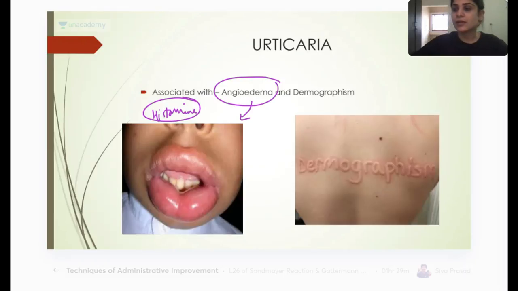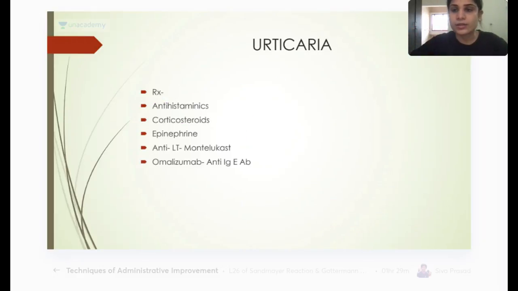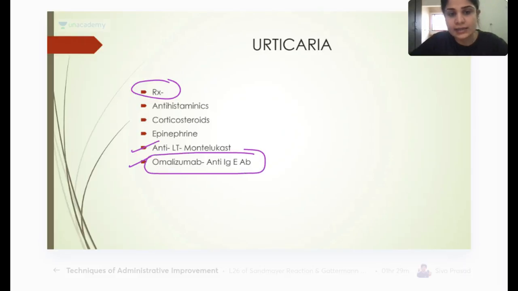And what is dermographism? If I take a key and I write on the back of the patient with that key, or a scratch on the back of the patient, you will see this very characteristic wheal formation. So this is called dermographism. Suddenly a full wheal will be formed. Why? Because they are very sensitive. There is sudden release of histamine from the cells and you will have presence of this. Okay, all right. What is the treatment of urticaria? Antihistaminics, corticosteroids, epinephrine, anti-leukotrienes like montelukast. And the question asked is mainly about the anti-IgE antibody that is important, and that is your omalizumab.